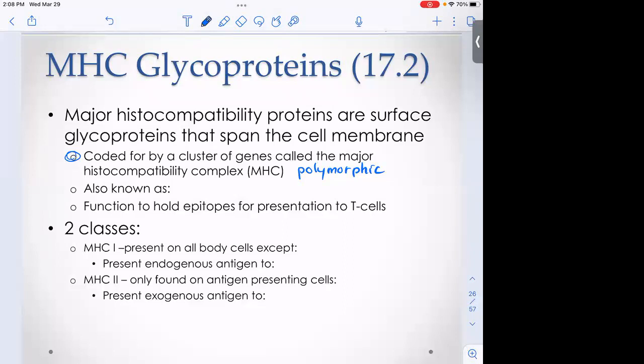And that also plays into why maybe 2 of us could be exposed to the same pathogen at the same time, the same amount, and one of us gets sick and one of us doesn't, because there's differences in how that pathogen gets presented to our immune system. In humans, they have another name for this called HLA. You might read about that, human leukocyte antigen.